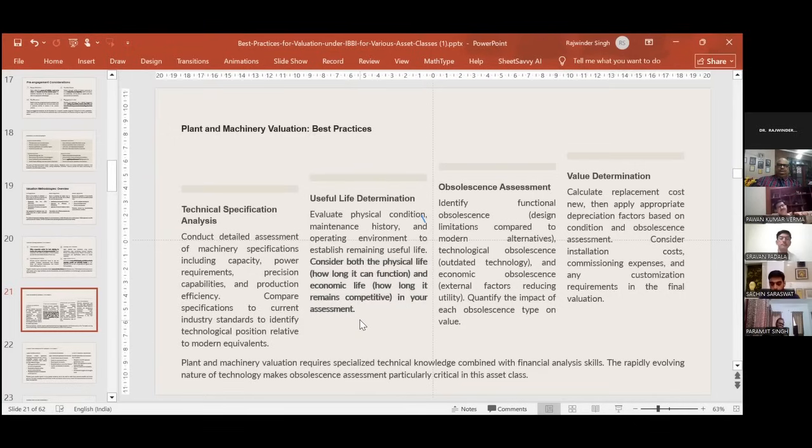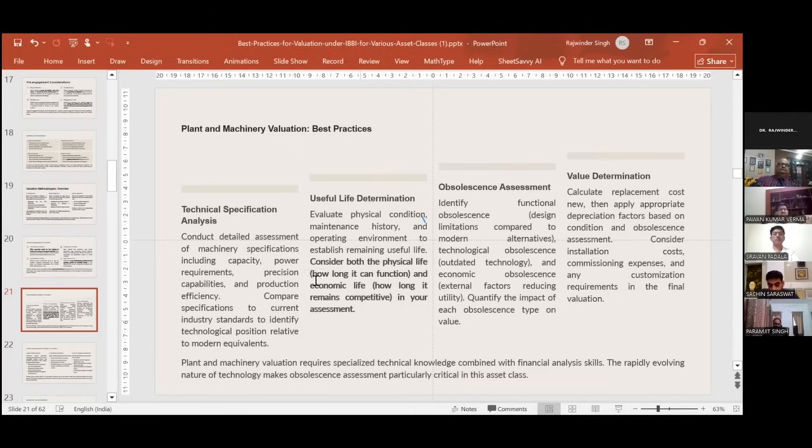Once you have done this, you then do the assessment of obsolescence. You identify functional obsolescence, meaning design limitations compared to the modern alternative. Then technological obsolescence, meaning outdated technology. And economic obsolescence, meaning external factors which are reducing the utility of the asset. Quantify the impact of each obsolescence type on the value.